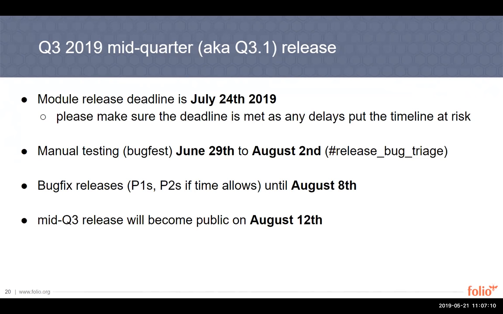Manual testing will take place from July 29th to August 2nd. Bugs will be triaged and we will have a bug fix window until August 8th. The planned release date for the mid-Q3 release is August 12th. This release is expected to be deployed at one of the early implementers, so it's essential that this release is fully tested and production ready. And I think that's it when it comes to updates about the release timeline. If you have any questions, please send them to me or on the releases channel, and I'll be happy to answer those.